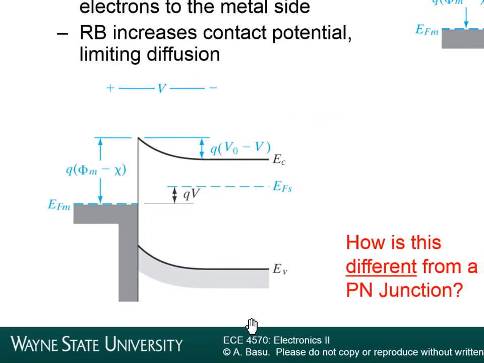This diagram also shows what's happening at the bottom of the diagram. Below the valence band, most of these states are full, and below the Fermi level in the metal, most of the states are full. So more of the interesting things are happening here in the energy band diagram.